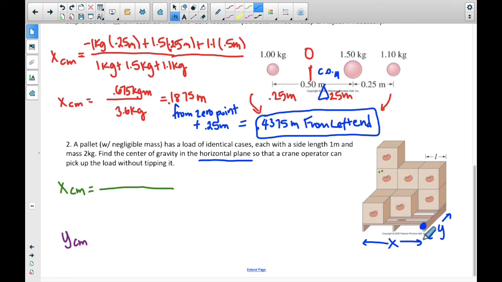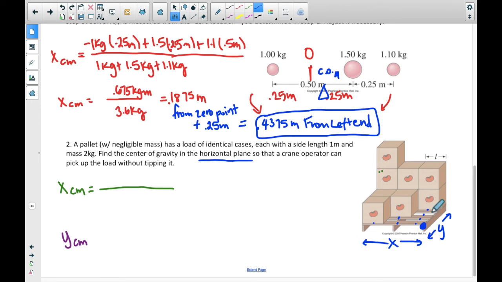Going in the x direction, what do we have and where are they? Because we need our x for our mass, we need our distance as well. Each one of these has a side length of 1 meter. So in other words, the center of it is going to be at 0.5 meter. And the center of this one is going to be at 1.5 meters. And the center of this one is going to be at 2.5 meters. Okay, that's how far away each one is.